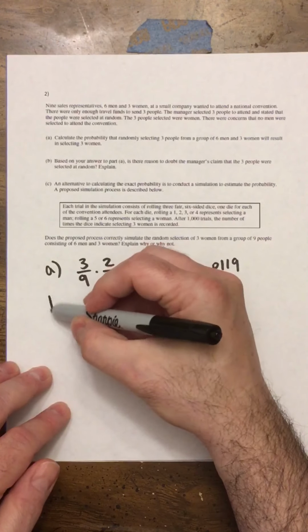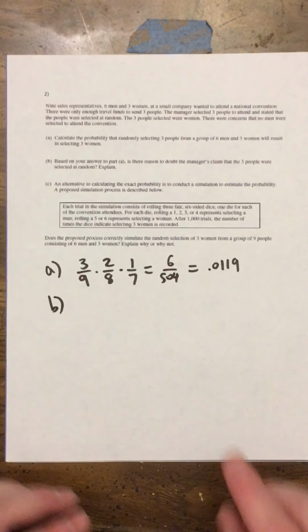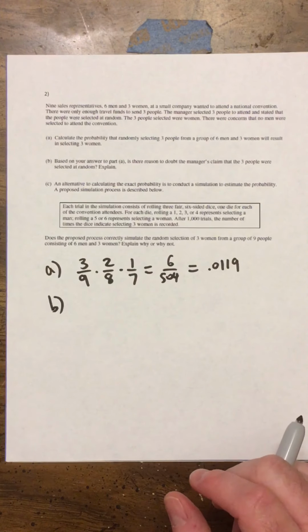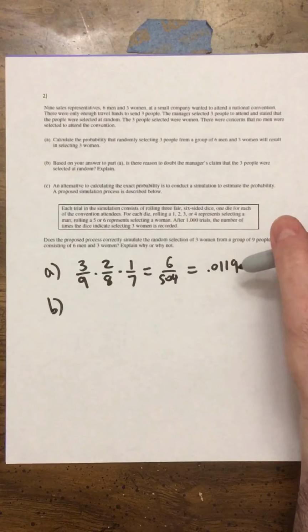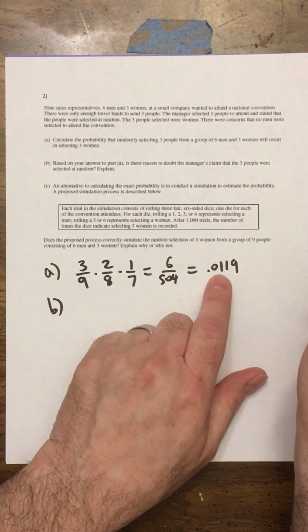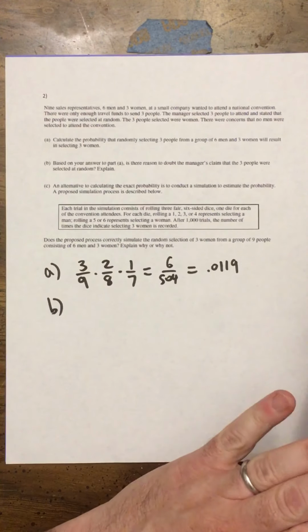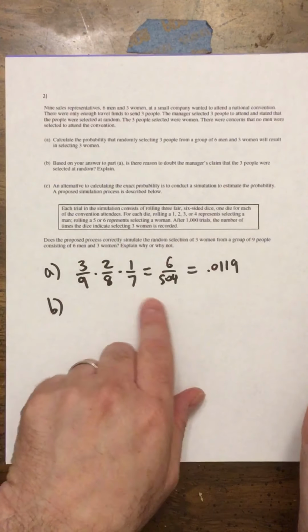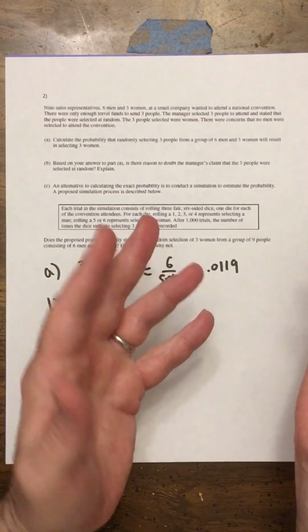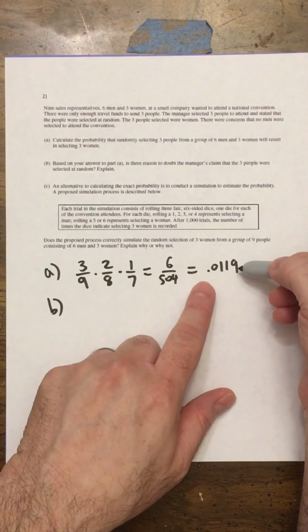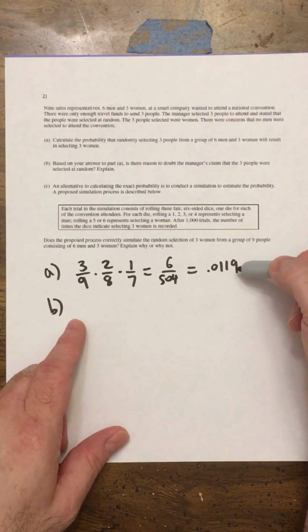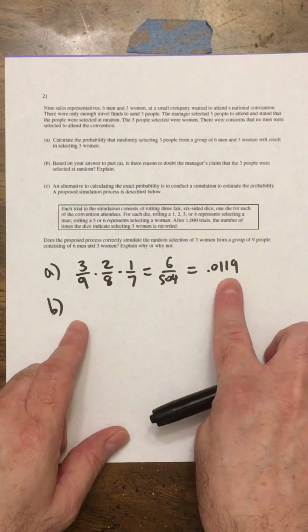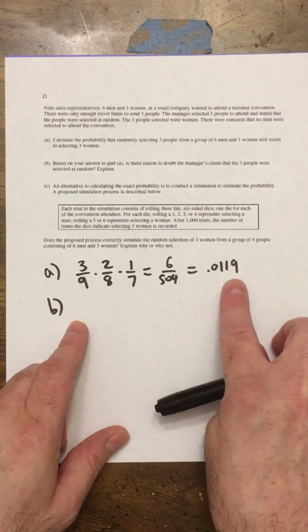Okay, Part B says, based on your answer to Part A, is there a reason to doubt the manager's claim that the 3 people were selected at random? Explain. If we were to do a hypothesis test and got a probability so low, the null hypothesis would have been that men and women were reasonably expected to be on a trip, and we would have rejected the null. It's not reasonable to expect that the 3 women were selected just by random at such a low percentage. Now, it's certainly possible, but very, very unlikely.